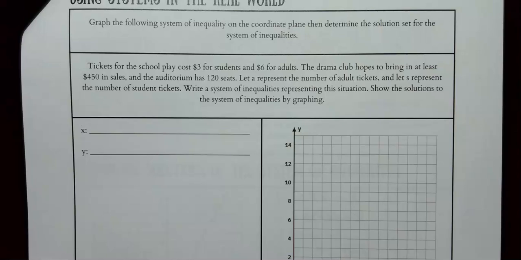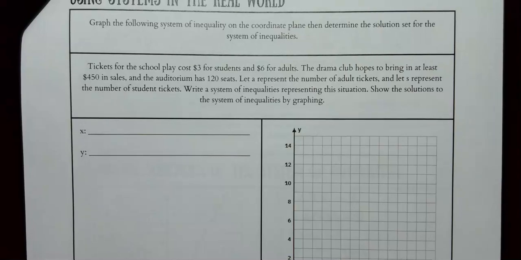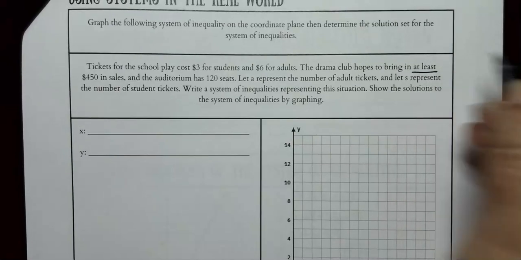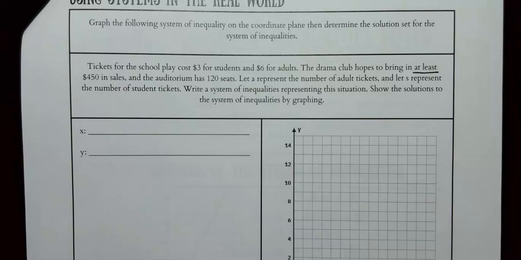This one is talking about tickets for a school play. It costs $3 for students and $6 for adults. The drama club hopes to bring in at least $450. So remember and hold on to the words "at least," because that's going to help us determine whether we're using greater than or less than. Okay, so at least $450 in sales. The auditorium has 120 seats. Let A represent the number of adult tickets and S represent the number of student tickets. Write the system of inequalities representing the situation, and show the solution to the system of inequalities by graphing.